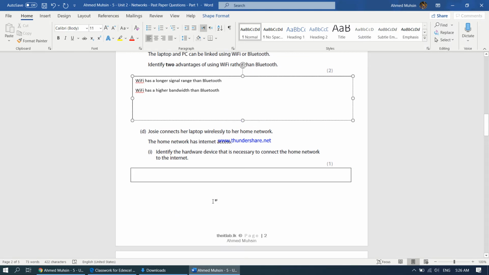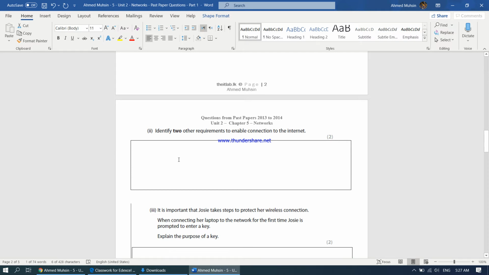Next, moving on, Josie connects her laptop wirelessly to her home network. The home network has internet access. Identify the hardware device that is necessary to connect the home network to the internet. So the hardware device that connects your home local area network to the internet is what we call a router. Okay, so you can write router, you can also write gateway, but since they have specifically mentioned hardware, the best answer would be a router.